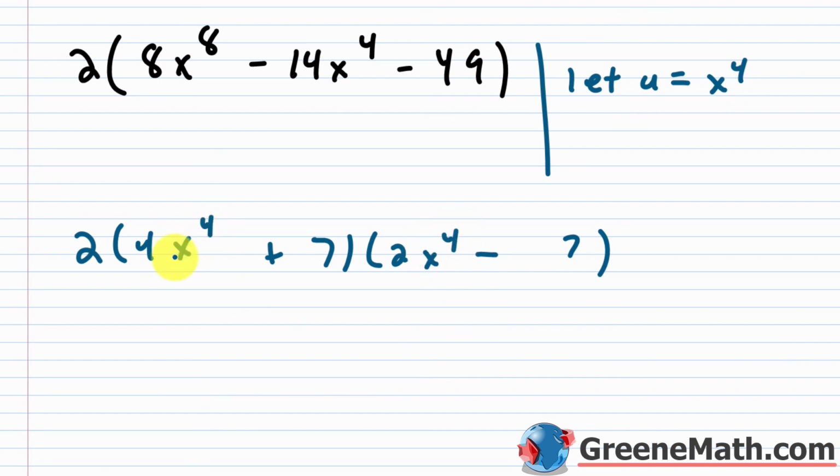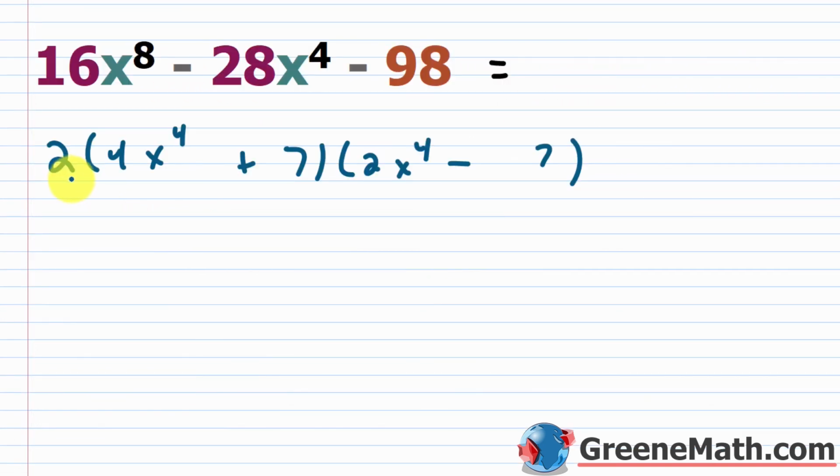You can pretty much figure out that x to the 4th power times x to the 4th power will give you x to the 8th power. So you can just write it in there and just work with the coefficients like you always do. It's really up to you if you want to use the substitution technique here. Let's just say our answer is 2 times the quantity 4x to the 4th power plus 7 times the quantity 2x to the 4th power minus 7.